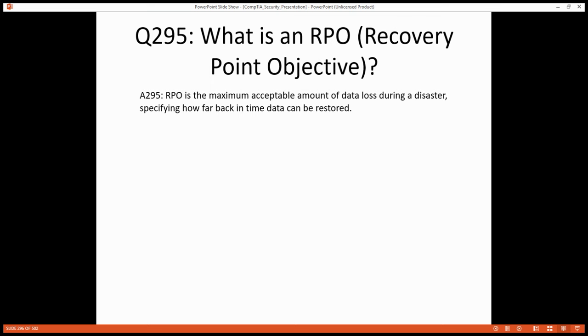Q295. What is an RPO? Recovery point objective? A295. RPO is the maximum acceptable amount of data loss during a disaster, specifying how far back in time data can be restored.